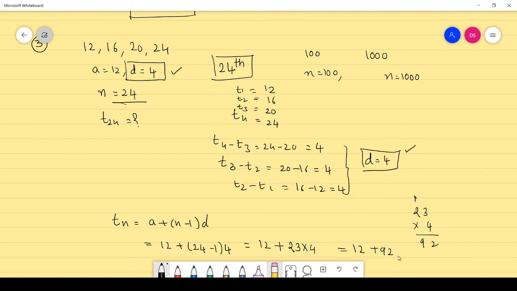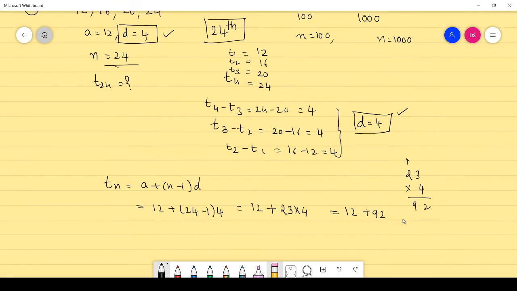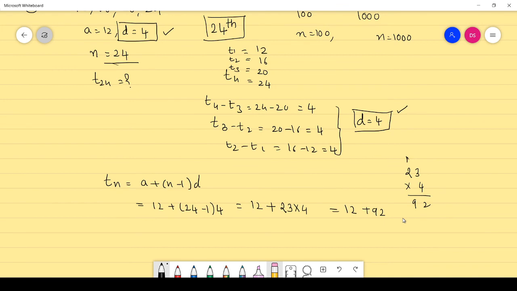So this is nothing but a plus 92, so the value of 12 plus 92. I'll write down vertically, right? So 2 plus 2 is 4, 9 plus 1 is 10. So the value of T24, here it is nothing but, we can say that 104, right?